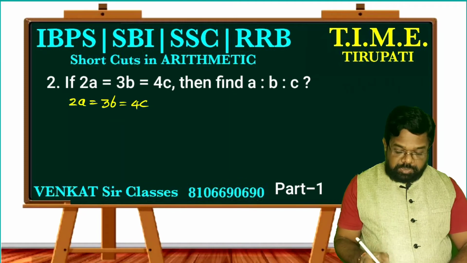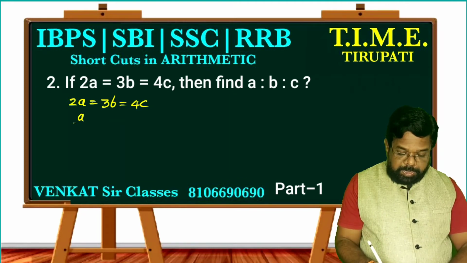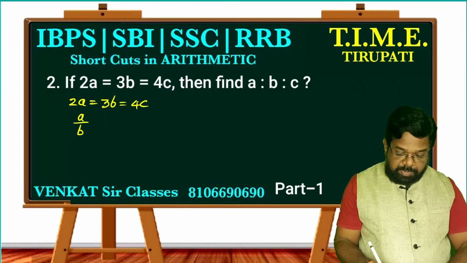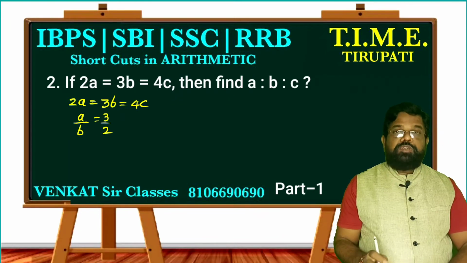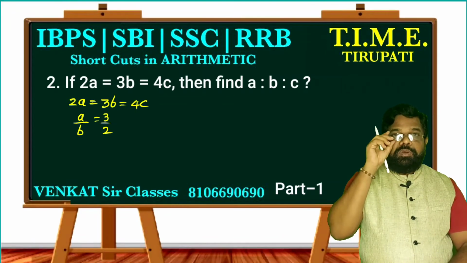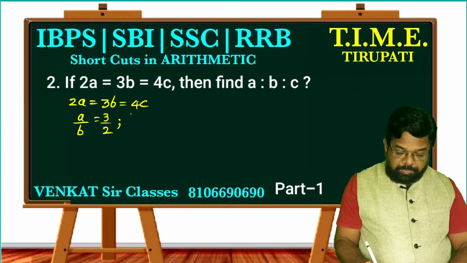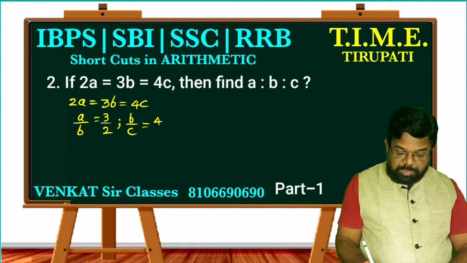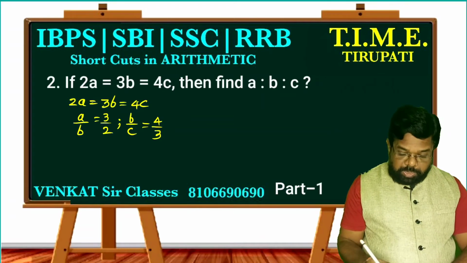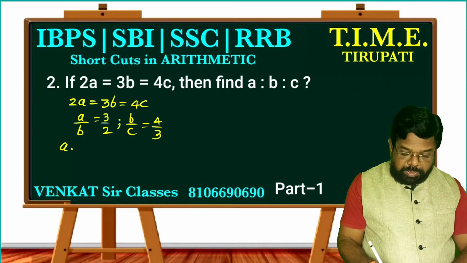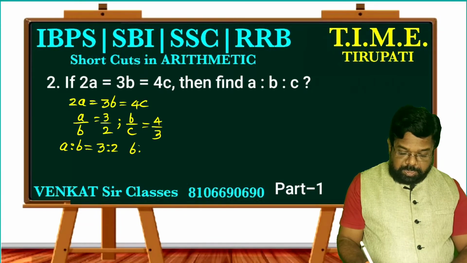From the first two, calculate A by B. What is A by B? By taking 2 to this side, 3 by 2. By using the first two ratios, A by B equal to 3 by 2. By using the second and third, B by C: by taking C to this side and 3 to this side, 4 by 3. Again, A by B means A is to B, so A is to B is 3 is to 2, and B is to C is 4 is to 3.